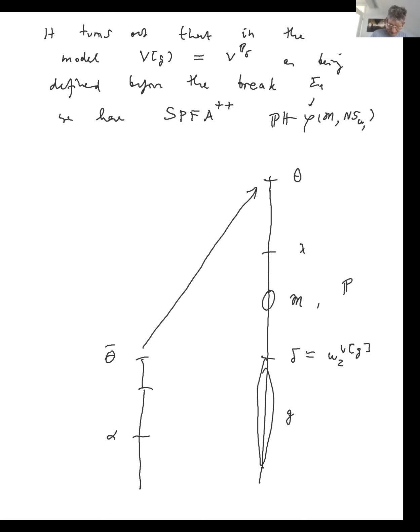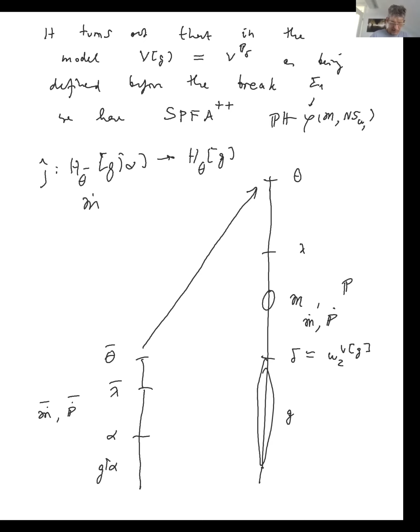So what did we have before? There is this G restricted to alpha here. There is a lambda bar here. If you are in V, there is the name for M and the name for P. You have M dot bar down here and P dot bar down here, and we have everything like before. So we had this map J hat, which goes from H theta bar, I'm sorry, H theta bar adjoin G restricted to alpha, to H theta of G. And M bar, the interpretation of that, gets mapped to M.